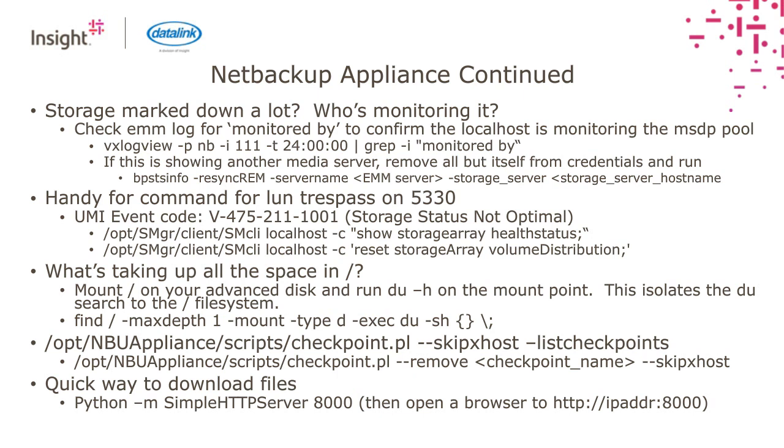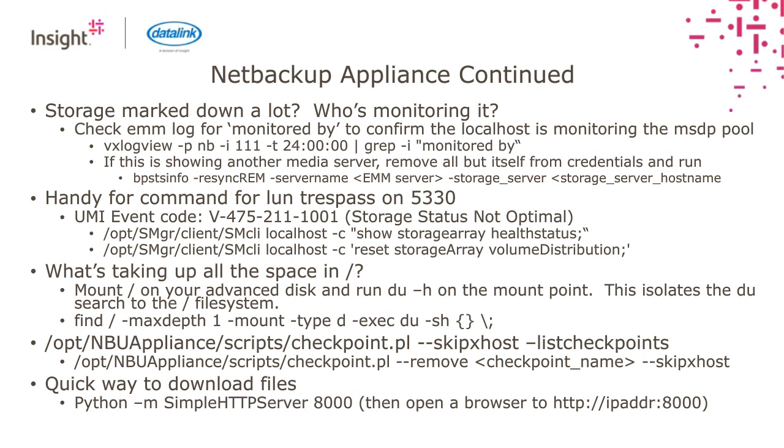If you're having an issue where you're running short on space on the appliance under the root volume, you can run a find as it's displayed here with the max depth in the mount and tell it the path. Another way to do that, if you're not able to find what is taking up all of the space, is go ahead and mount that root file system on your advanced disk if you have enough space, or any other file system that has enough space, and search there.